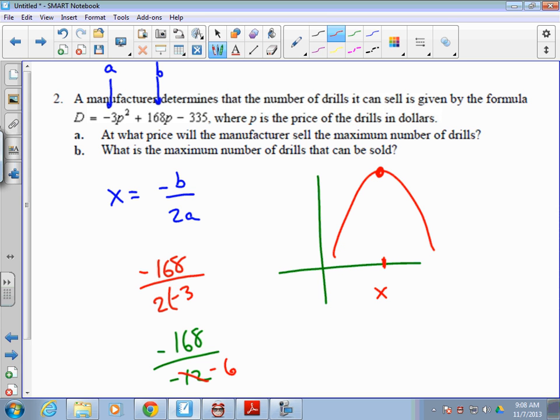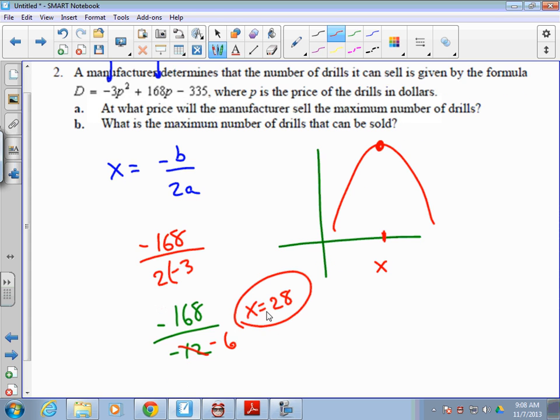is 28. So your X value is going to be 28, and it's a positive because a negative divided by a negative is a positive. So once you have that value, just plug it in. And again, X is P right here, so don't let that confuse you. Plug it in place of the original equation. D equals negative 3P, or we'll have something that looks like this. Y equals negative 3 times 28 we just found squared, plus 168 times 28 again, minus 335.